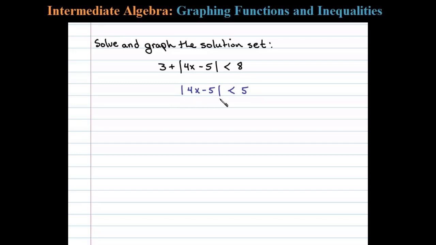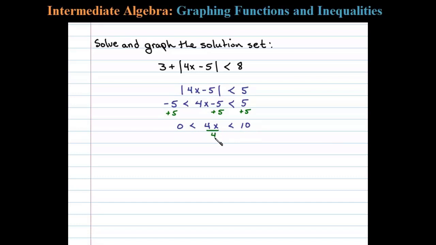So here we have an absolute value less than a number, and we can write that as a compound inequality. Negative 5 is less than the argument here, 4x minus 5, which is less than 5. As a compound inequality, we can solve. First step here would be to add 5 to all parts. Adding 5, that'll leave us with 0 is less than 4x, which is less than 10.